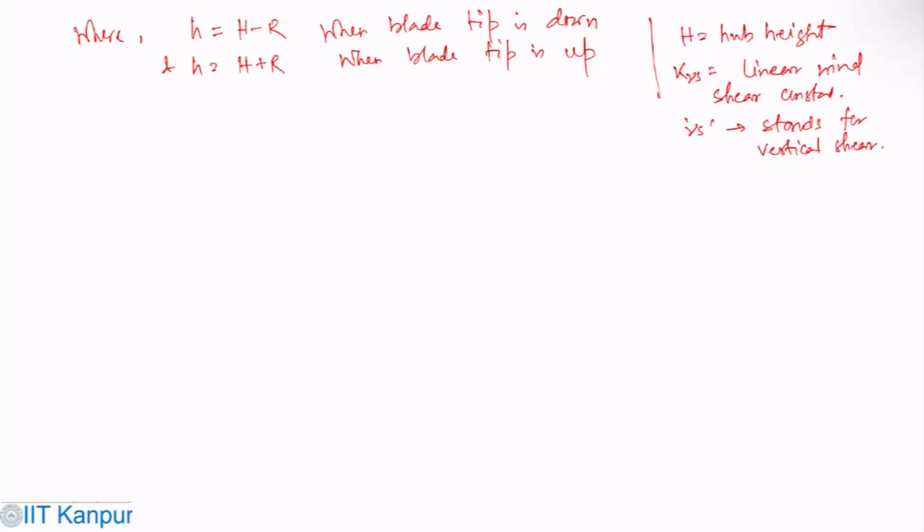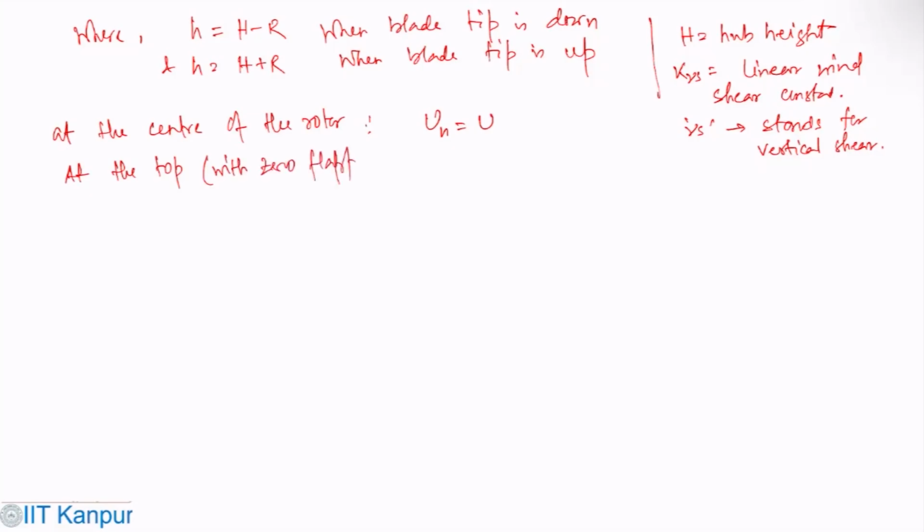Now at the center of the rotor and on the horizontal, U_H is U. At the top with zero flapping, U_H is U times (1 plus K_nu_s). And at the bottom, U_H is U times (1 minus K_nu_s).